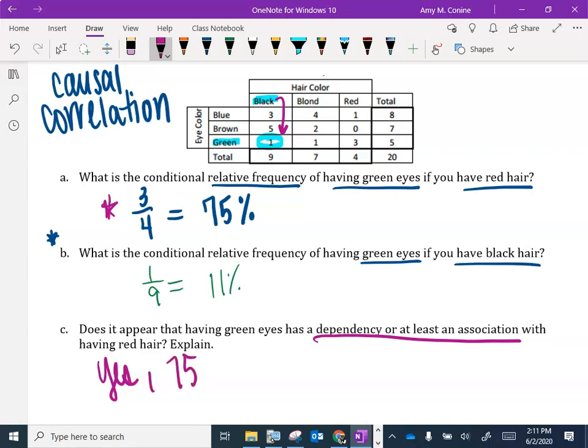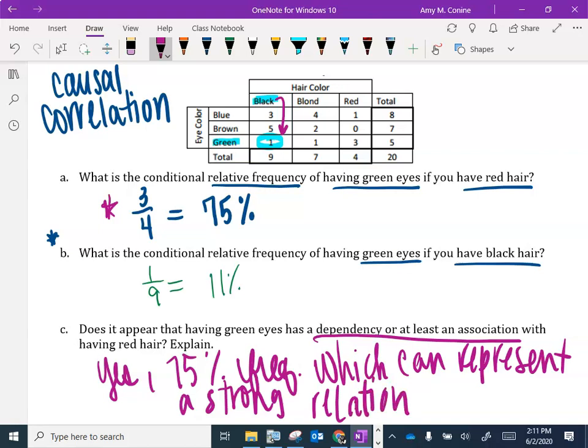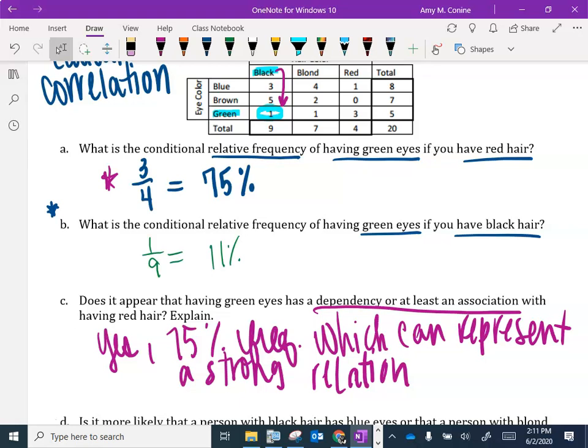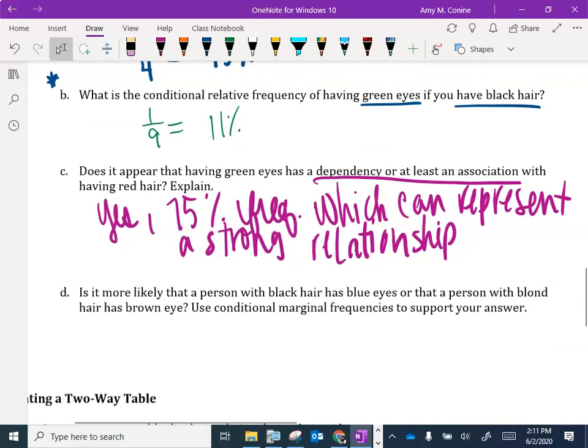So it's a 75% frequency, which can represent a strong relationship because it's close to 100%. So 75% relative frequency, it does look like it could have some sort of relationship in that way. Relationship. There we go.